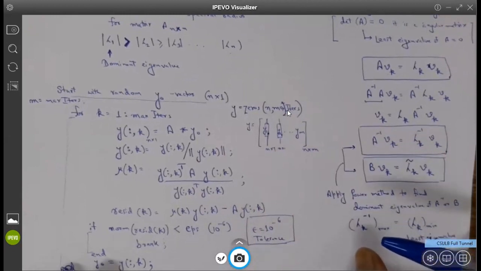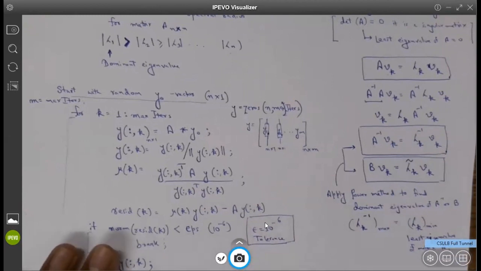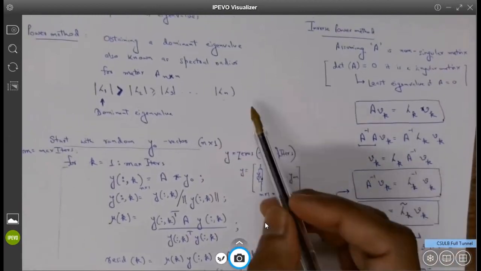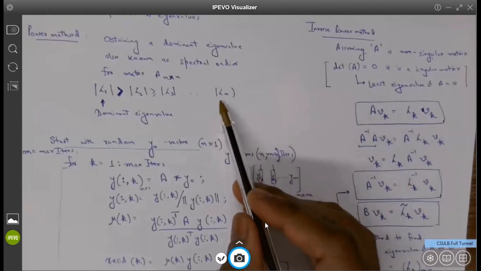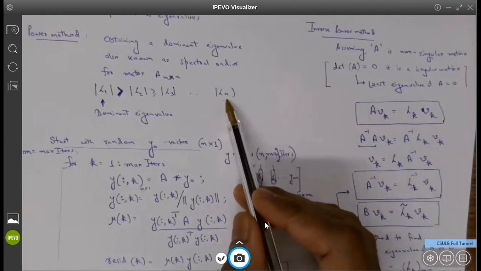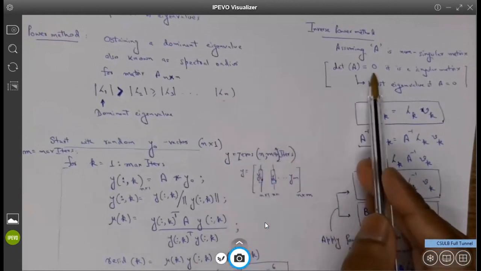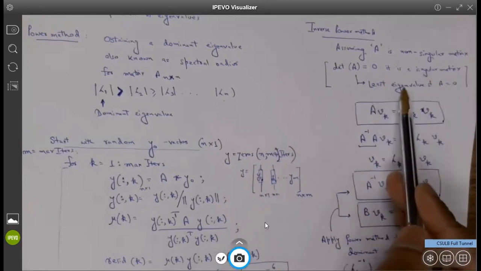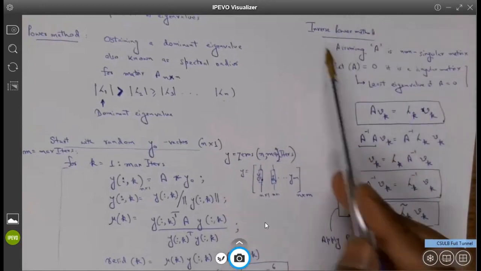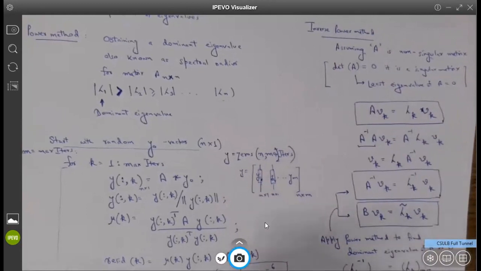Professor, I have a quick question. Go ahead. If we determine that the A matrix is singular and the determinant of A is 0, does that mean that the inverse power method is not necessary because we know the least eigenvalue is 0? Yes. So if we know the determinant of A is 0, that means the matrix is singular. That means the least eigenvalue of A equals 0. You don't need to apply inverse power. Okay. Thank you very much.